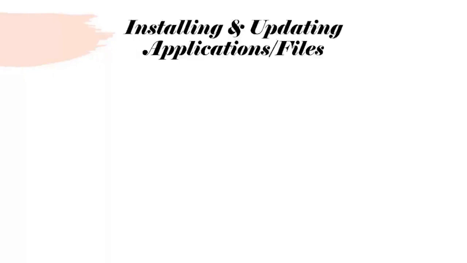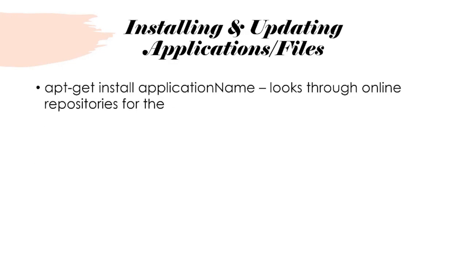Okay, so now that we know some basic Linux commands, let's go over how we can install and update applications and files. The apt-get install command, followed by an application name, looks online through different repositories that you have linked to your system for the application name, and then it will download it and install it on your computer.